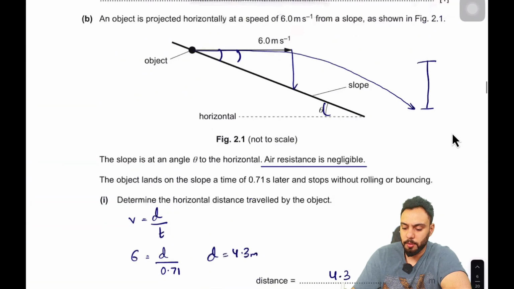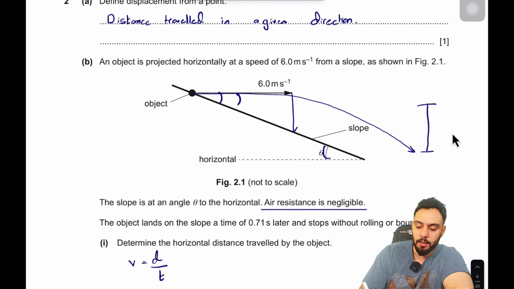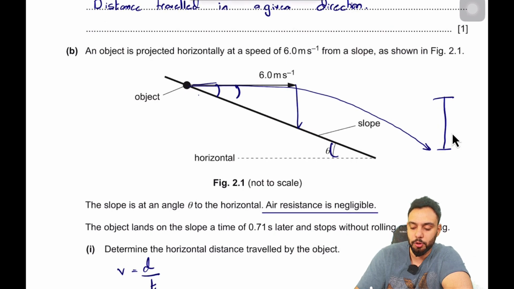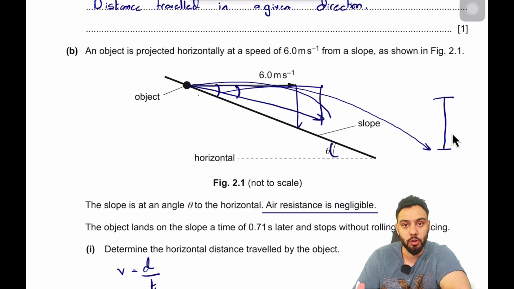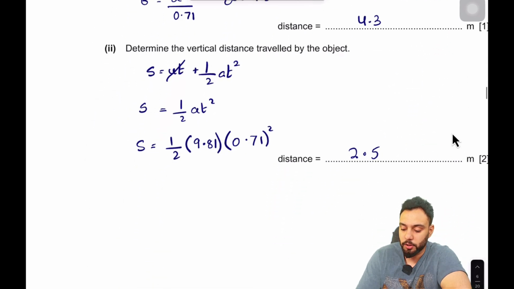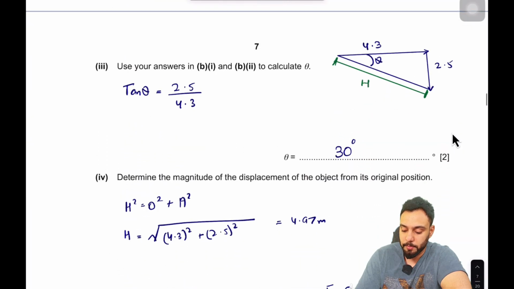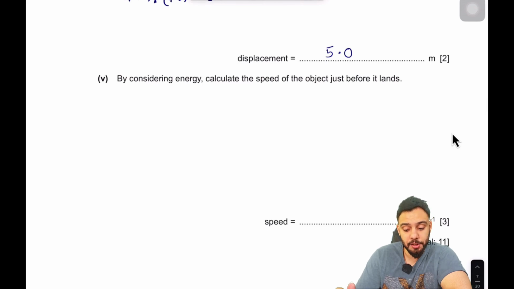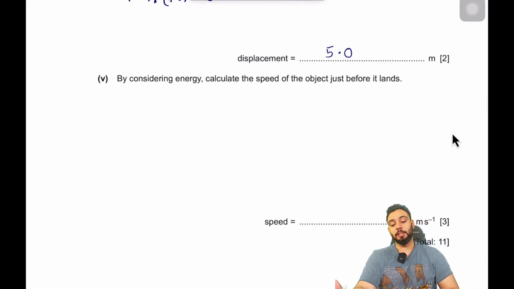So pretty simple. Again, if you look at the projectile motion required to calculate this displacement, I just use the vertical and horizontal plane and use the Pythagoras theorem to calculate the displacement. Okay. By considering energy, calculate the speed of the object just before it lands.